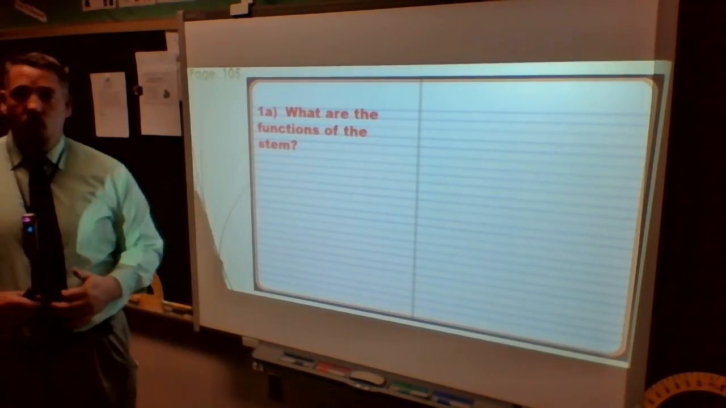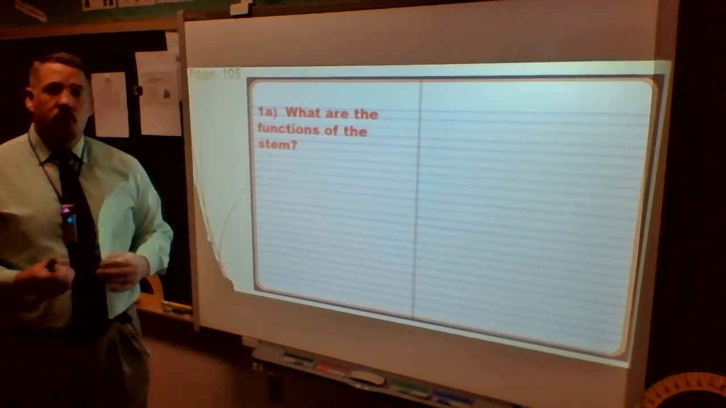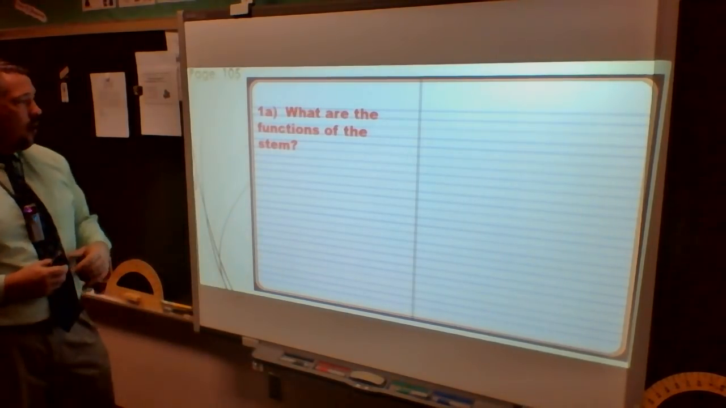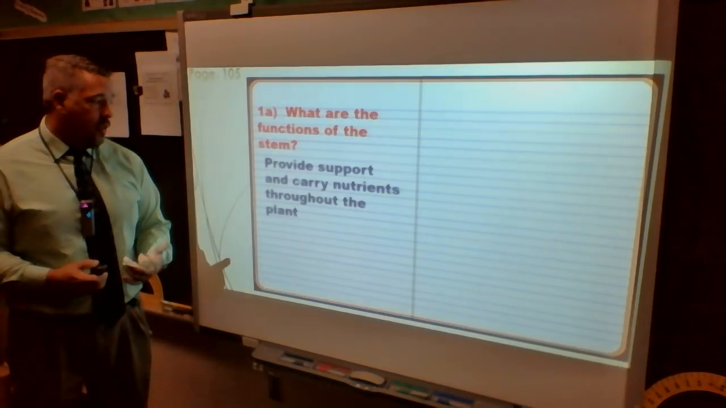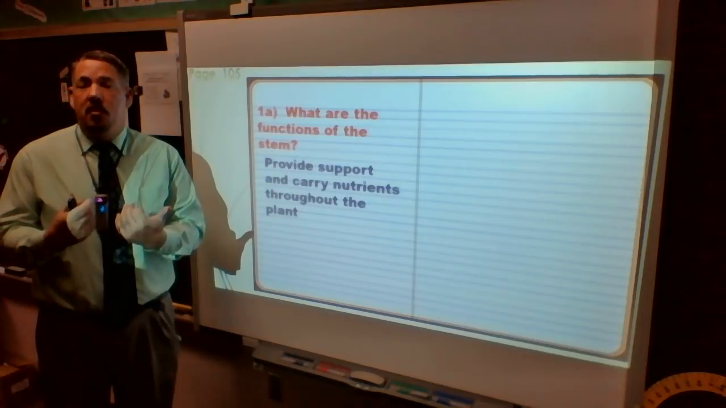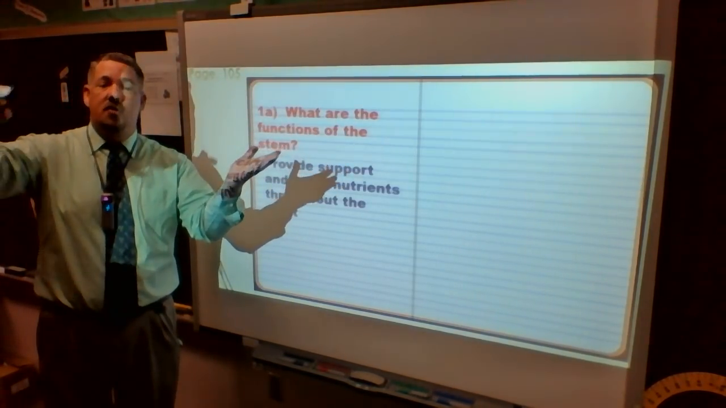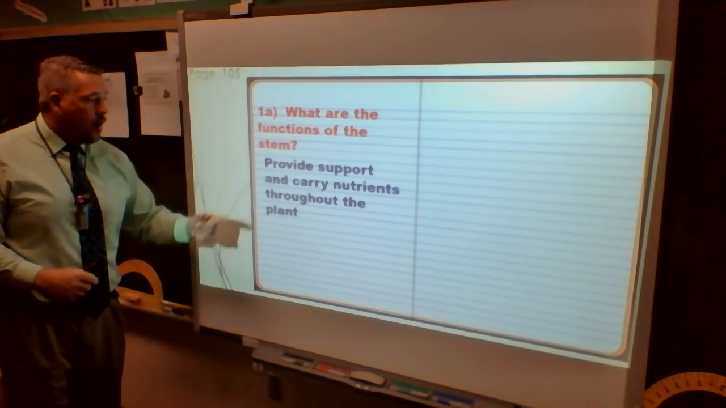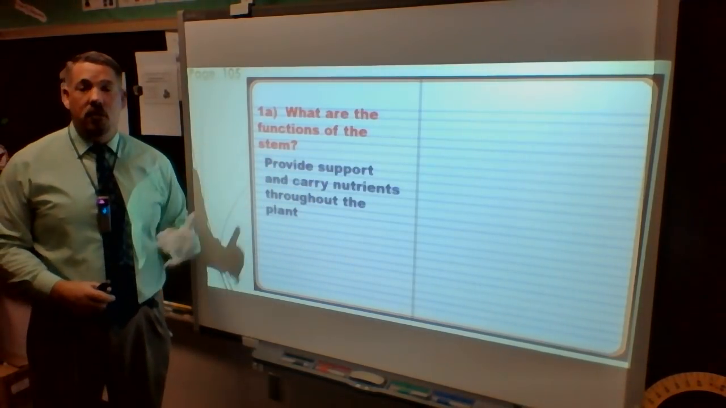So now we get to page 105, and we only have a couple questions that we're going to answer here. So if I go too fast, pause the video and get your book filled out. What are the functions of the stem? So functions, I have more than one. They provide support. The plant has to be able to stand up. It's reaching for the sun where it's going to get the energy for photosynthesis to take place. But it also is designed to carry the nutrients and the water throughout the plant.